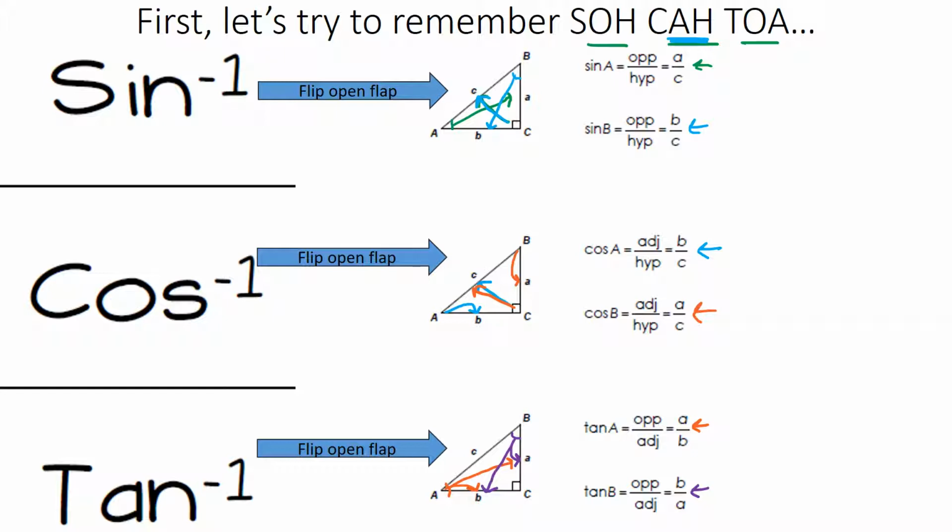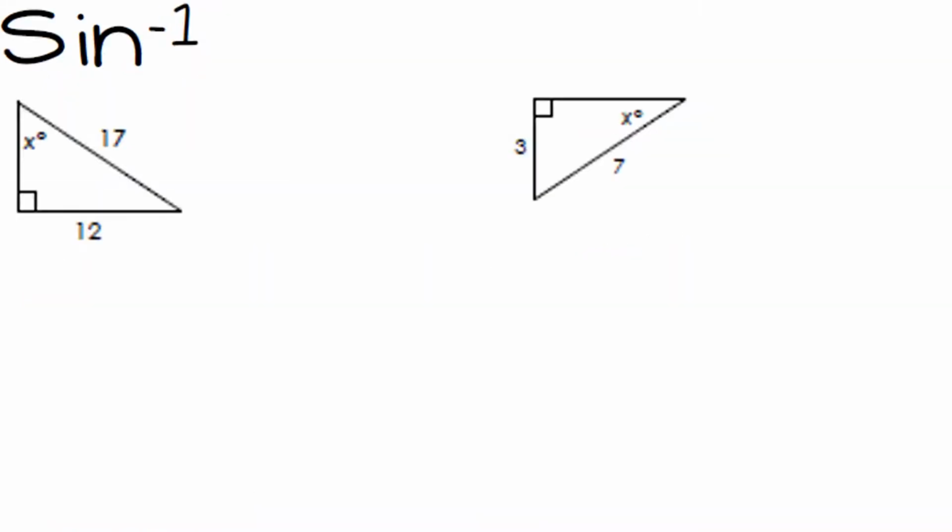We're going to use these ratios to help us solve for angles, using sine inverse, cosine inverse, and tangent inverse. So let's take a look at what that actually looks like for given problems. If we go back to our sine inverse flap, we should have two different examples. In the first example on the left, remember, inverse means I'm trying to find an angle. Right now the unknown in this triangle is this angle x.